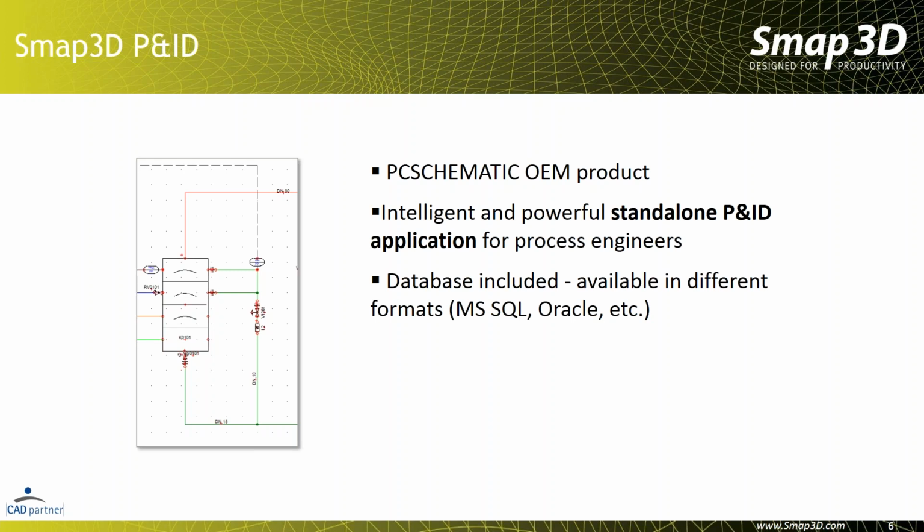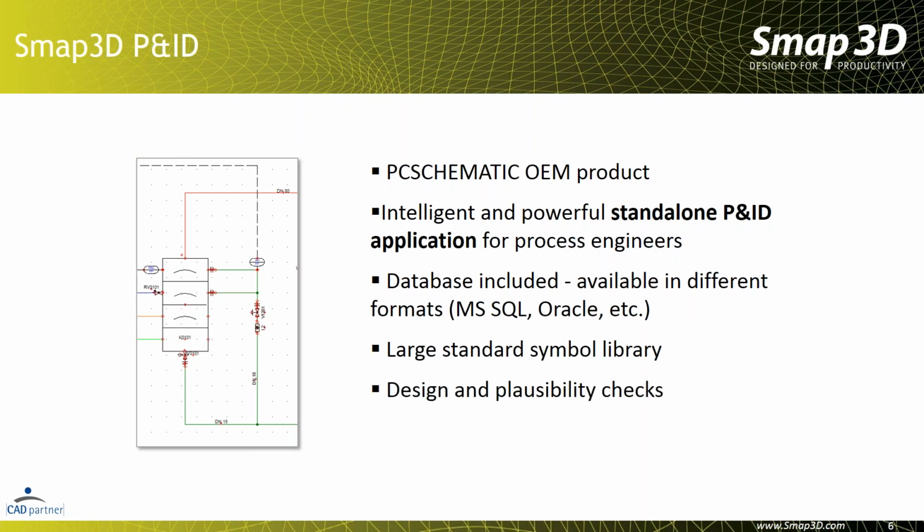We have a database included as well, available in different formats. Standard would be Access, but we could also work with MS SQL or Oracle, for example. We deliver more than 800 standard symbols within our library, and we've got different design and plausibility checks. So, for example, if you place an 80 pipe on a 100 nozzle, then the software will let you know, please check, there is a mistake.